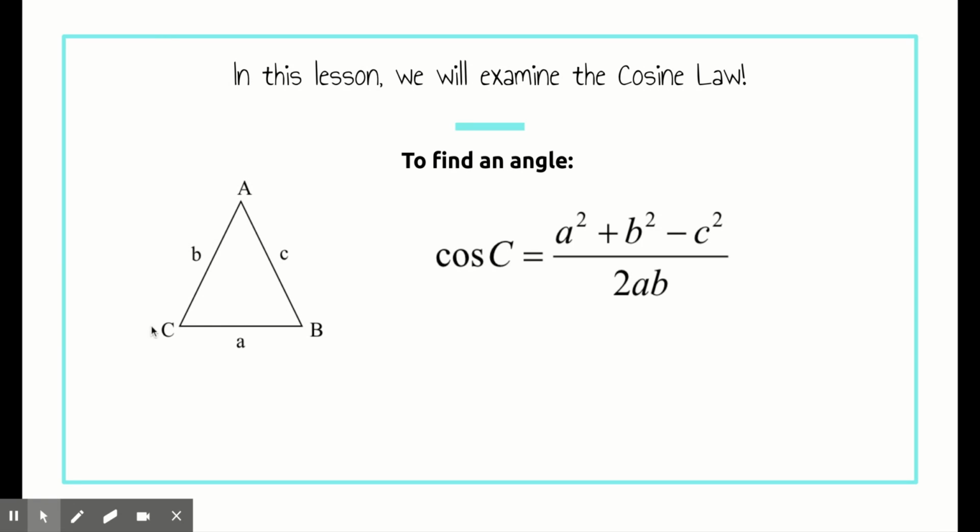So if I'm looking for the angle C, I need to have a, b, and c. I have to have the side lengths for each one if I'm going to use the cosine law. Then if I'm looking for cosine C, I'm taking a squared plus b squared, so the side attached to that angle plus the other side attached to that angle, subtract the opposite side squared, and divide it by 2ab.